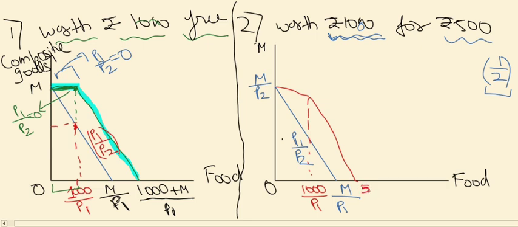free, because he's paying rupees 500, but he's getting food worth rupees 1000. So from his initial money income we have subtracted 500, but we are getting rupees 1000 worth of food. That turns out to be M plus 500 divided by P1. That is the intercept. He can get maximum food if he wants to consume the maximum food. He has only money income. He's getting 500 worth of food free, divided by P1.